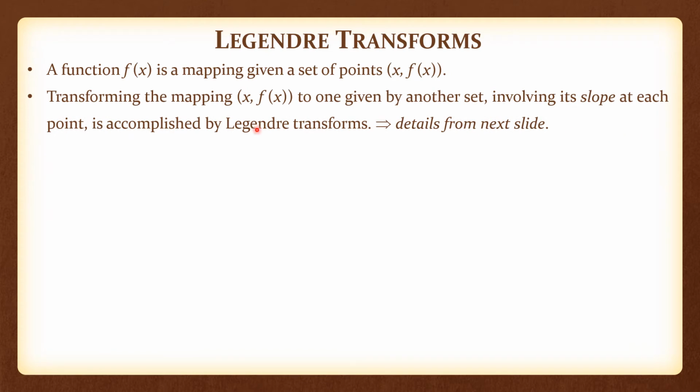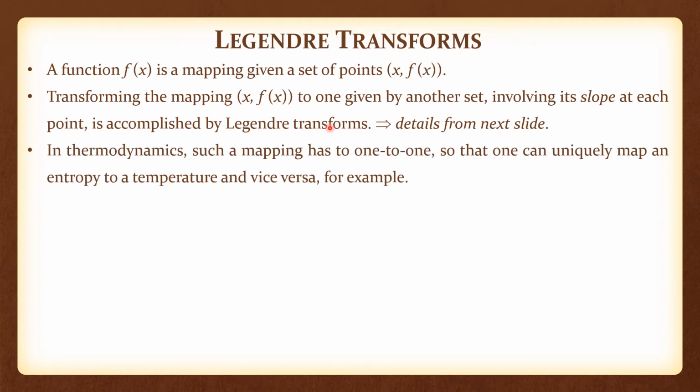Now transforming x f of x, the mapping x f of x, to one given by another set where the independent variable x is replaced by the slope at each point m, right? That is accomplished by Legendre transforms or Legendre transformation. The details are provided from the next slide.